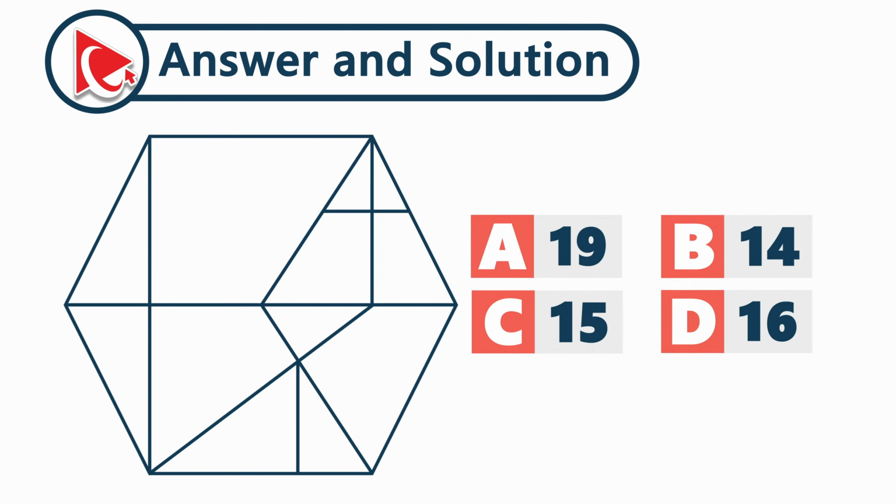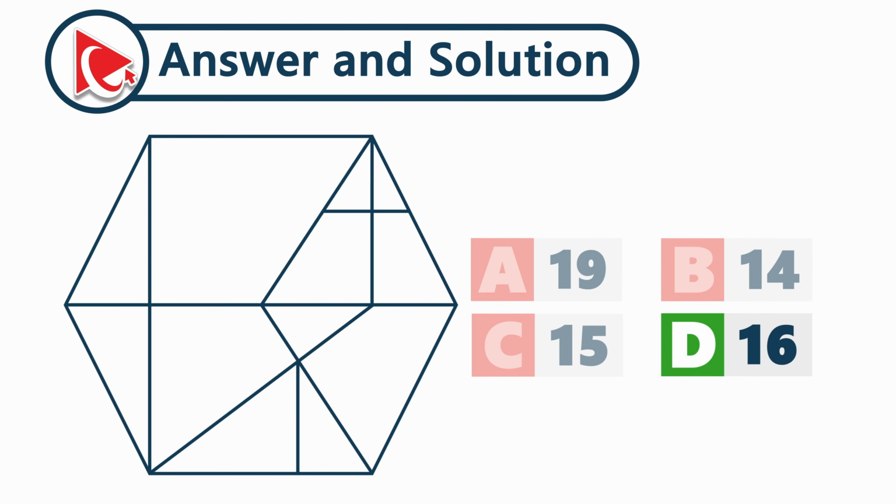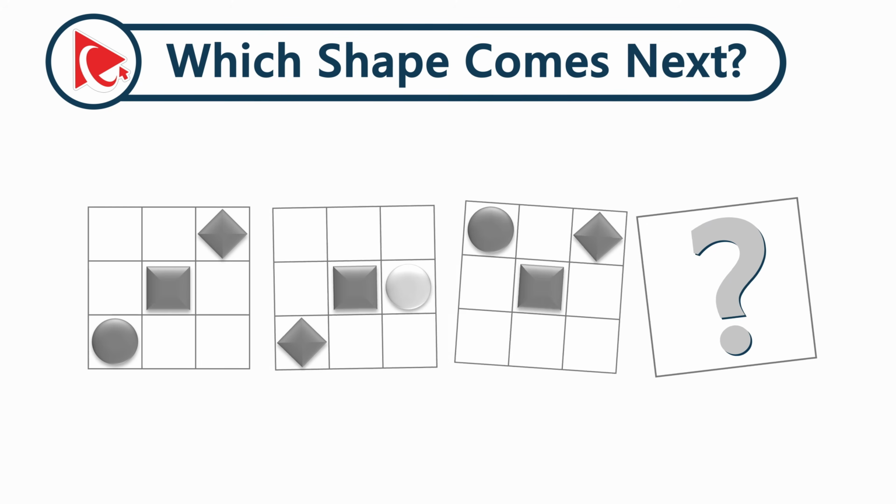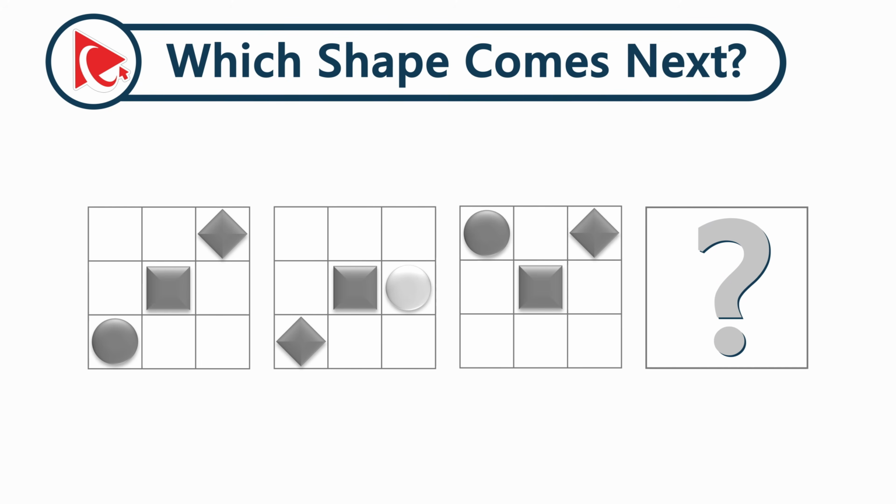And my answer for this question is choice D, 16. In this question, you're presented with amazingly cool-looking matrices. In fact, 3x3 matrices, which have smaller shapes inside. 3 shapes are present, and you need to determine which shape comes next. Your goal is to detect the pattern and select your answer out of 4 possible choices.